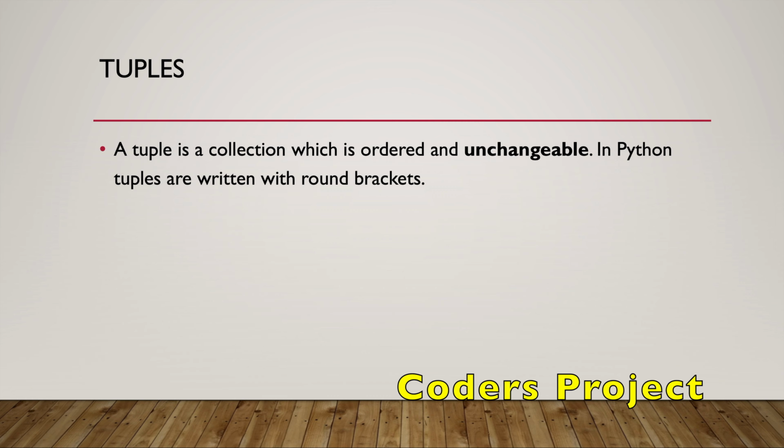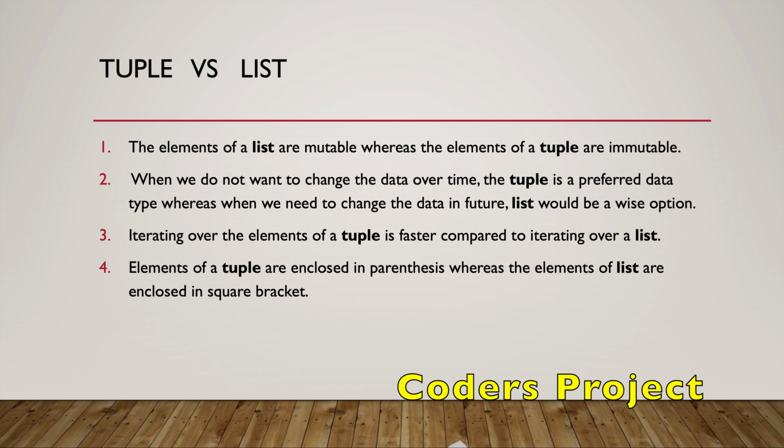Now you may be wondering what is the difference between a tuple and a list. The elements of a list are mutable, whereas the elements of a tuple are immutable. This means that once the elements are defined in a list, they can be changed, whereas in a tuple they cannot be changed. When you don't want to change the data over time, the tuple is a preferred data type, whereas when we need to change data in future, a list would be a wise option. So the main difference between a tuple and a list is that a list is changeable and tuples are not changeable.